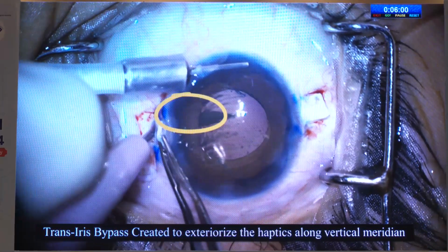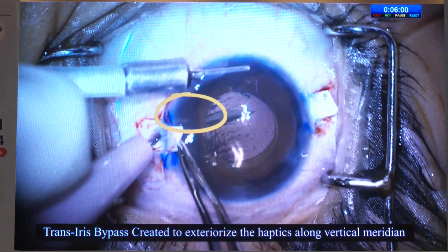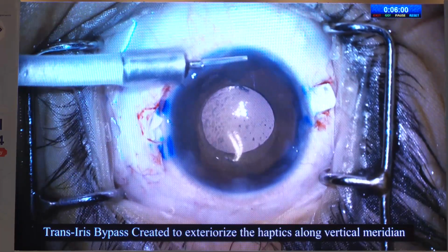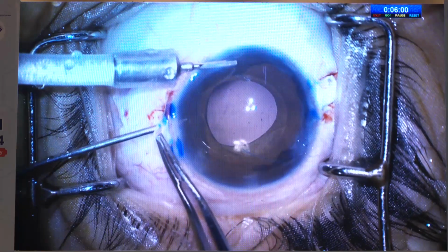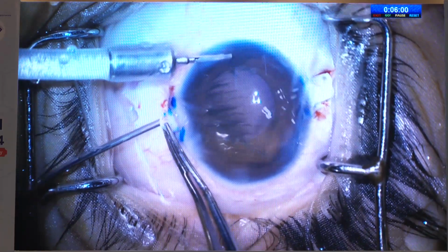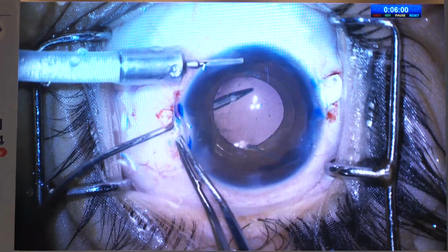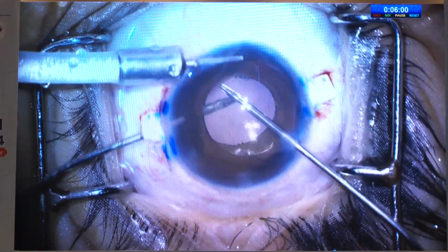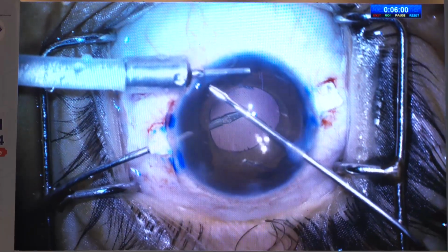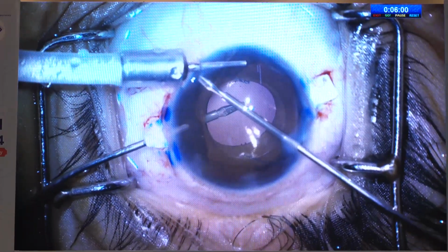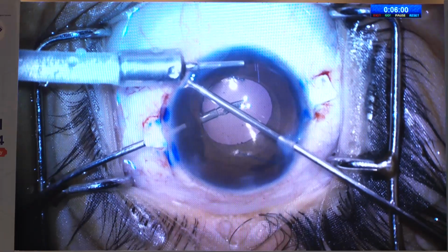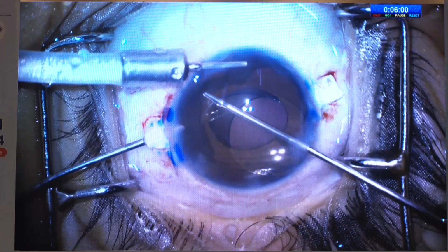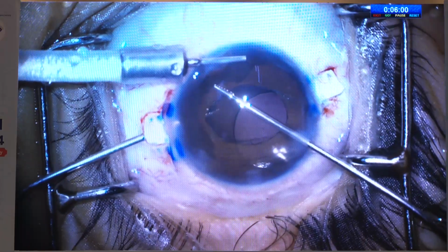Similarly, on the other side, the trans-iris route was made for exteriorizing the haptic. So after stabilizing it in the anterior chamber, the forceps were passed through the iris and the haptics were guided from posterior to the iris to the anterior flap. This is the trans-iris bypass technique.